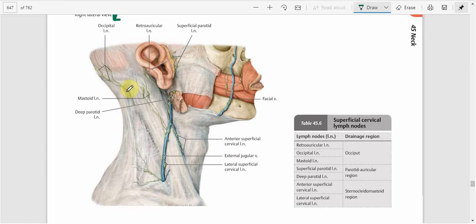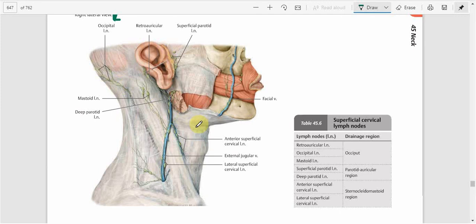So at the apex of the posterior triangle of the neck, we have the occipital nodes, which are also superficial lymph nodes as you would expect, and they're superficial to the attachment of the trapezius. This is where we have the attachment of the trapezius on the superficial nuchal line. This is about the area of the superficial nuchal line, and these lymph nodes are superficial to this attachment.